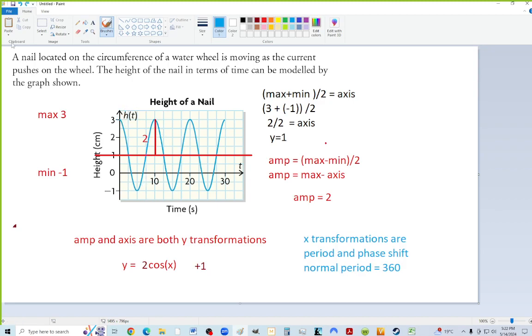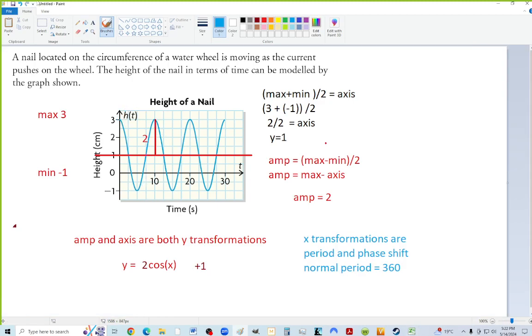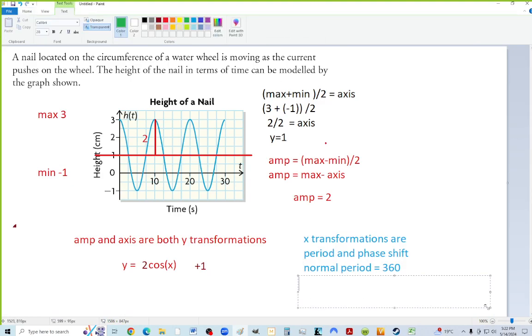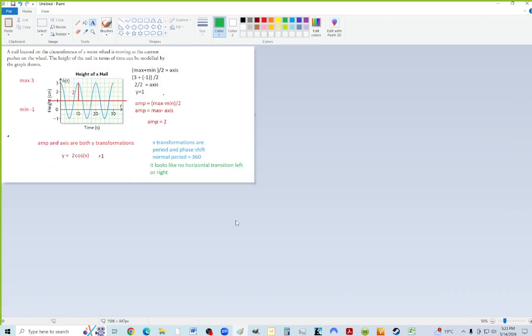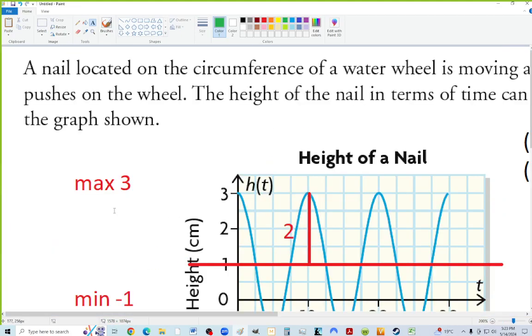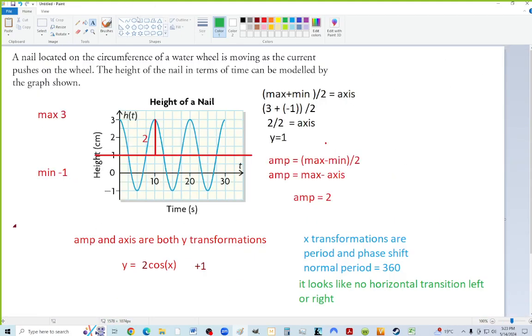So it looks like it has not been transformed horizontally. So we would make a note, because it looks exactly like a cos curve. It looks like no horizontal transition left or right. Good. Okay. So that means we only have to worry about period. You already figured out the period. The period goes from peak to peak. What did you tell me the period was? 10. Right.